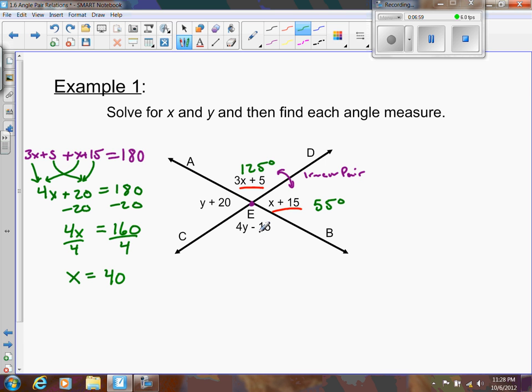Now to set up to solve for y, I have 2 options. Option 1 would be to say this angle plus this angle equals 180. Or I'm going to solve it a different way because I think it will be faster. I'm going to use the fact that this angle and this angle are vertical angles.